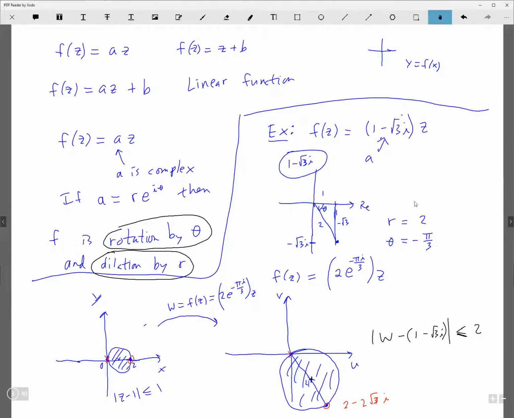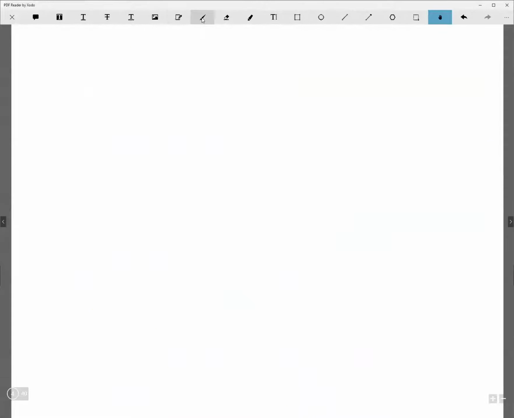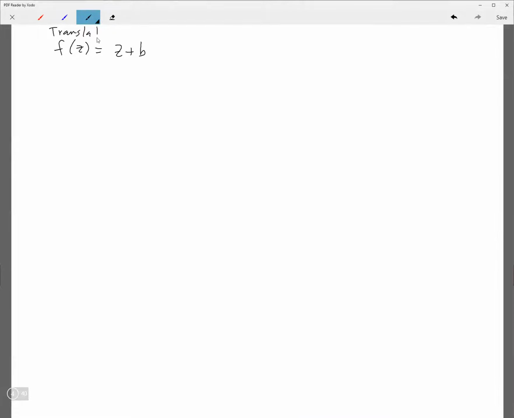Let's take a look at this one right here now, next, which is the translation. Okay, so this is translation. And let me just give you an example. What this does is, if you're mapping a shape or a set of points, it keeps the same shape. It just moves it. It just translates it by whatever b is. And again, b could be a complex number.